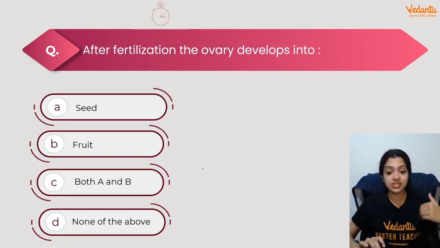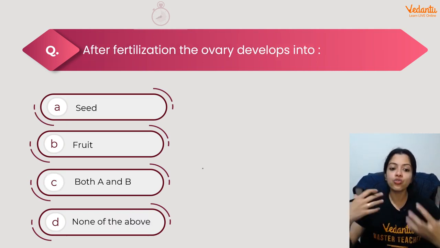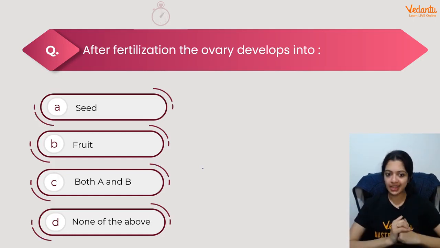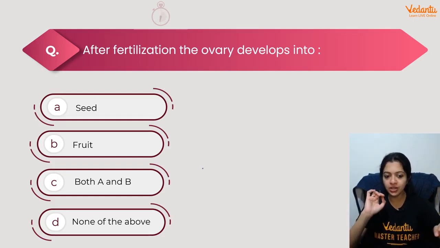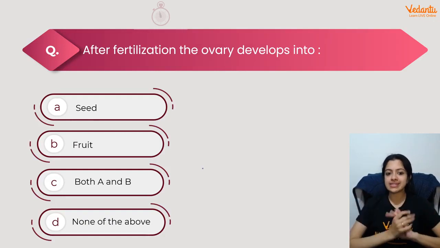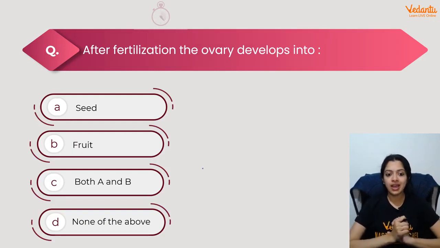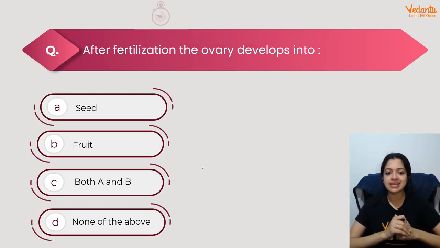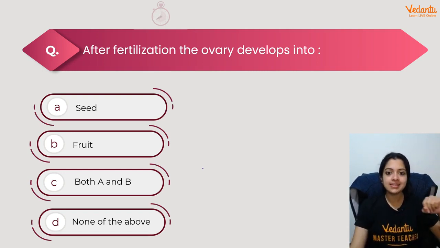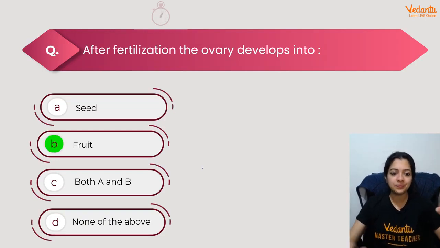After fertilization, the ovary develops into dash: seed, fruit, both A and B, none of these. After fertilization. I haven't told you this in today's session, but think about it. Your time ends in 3, 2, 1, and go. The answer is fruit. The ovule develops into seeds and ovaries develop into fruits.